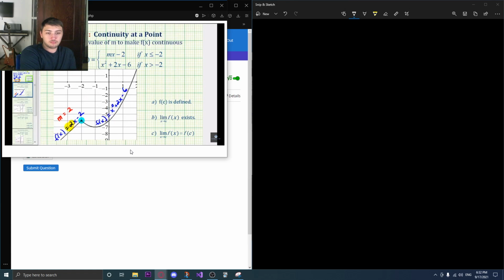So again, we found that m must equal positive 2 in order for this function to be continuous everywhere. And if we wanted to, we could now go through each of these rules for continuity at a point when c equals negative 2 to verify that it is continuous at that point. But we can tell from the graph that it is. Okay, I hope you found this example helpful.